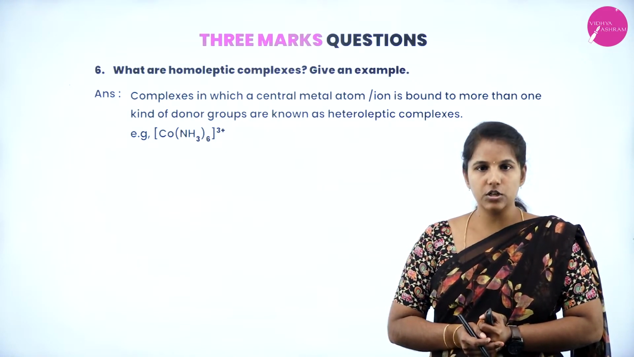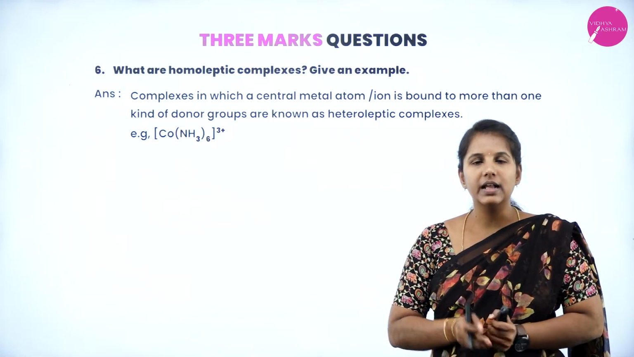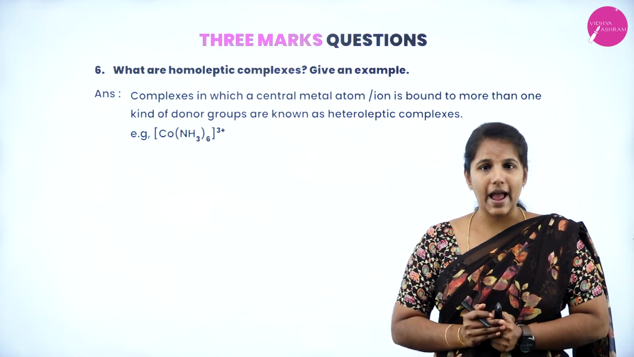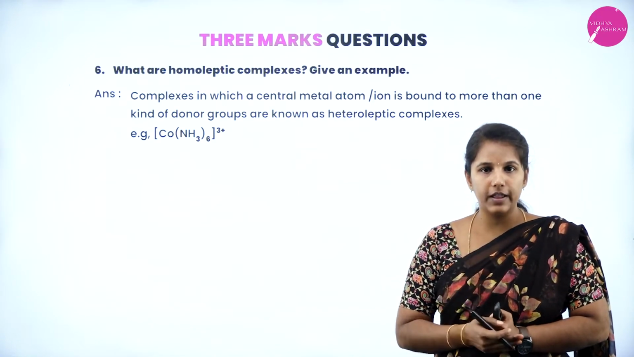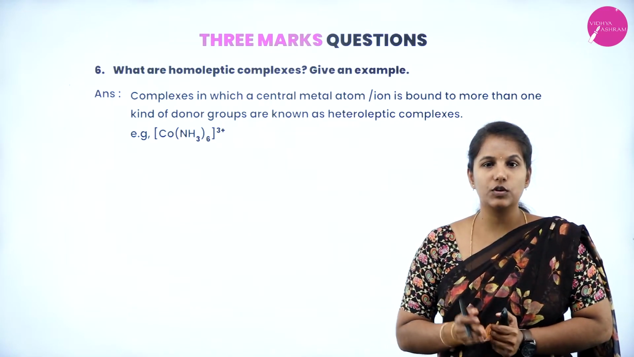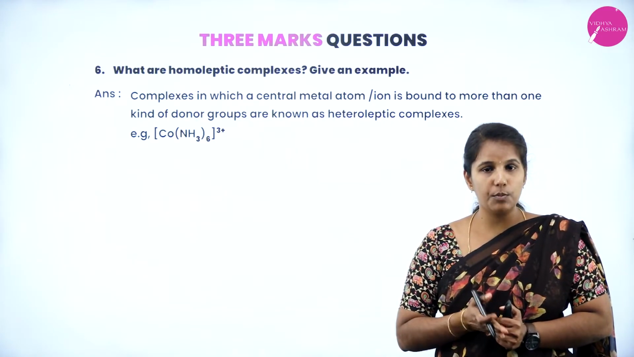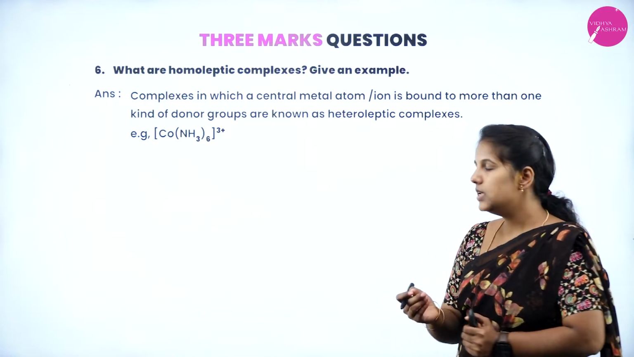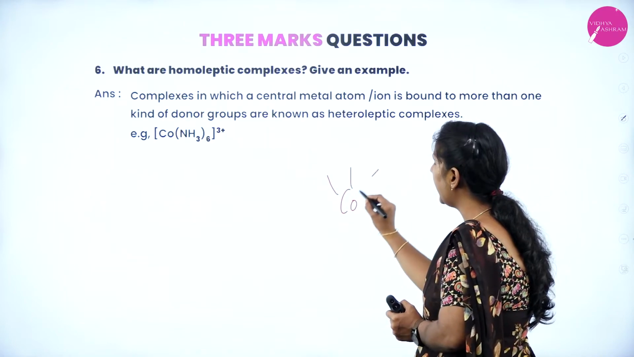If the coordination compounds are formed by only one type of ligand, which means that the central metal atom is surrounded by only one kind of ligating atom, such complexes are said to be homoleptic complexes. Here, homo stands for the same. If the same kind of ligand ligates towards a central metal atom and forms the complex, it is said to be a homoleptic complex.